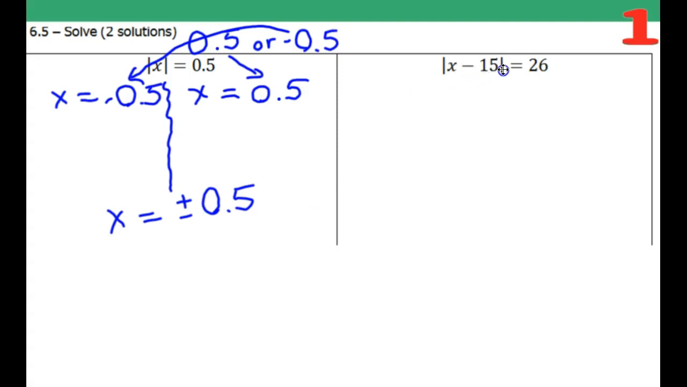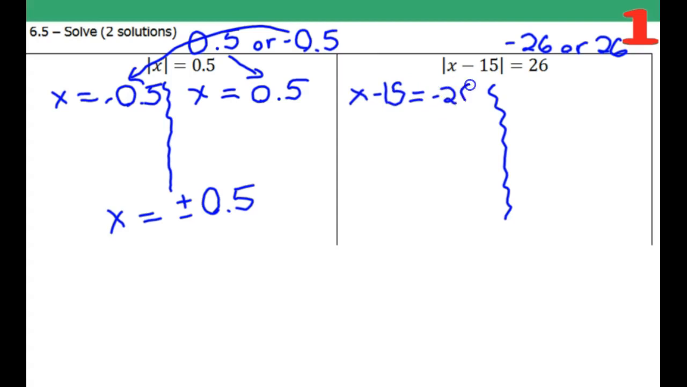Here we have the absolute value of x minus 15 equals 26. Now a number that could go into our shower to get us 26 would be either negative 26 or 26. So we need to create two problems, one equal to negative 26 and one equal to 26. So x minus 15 equals negative 26, and x minus 15 equals positive 26.